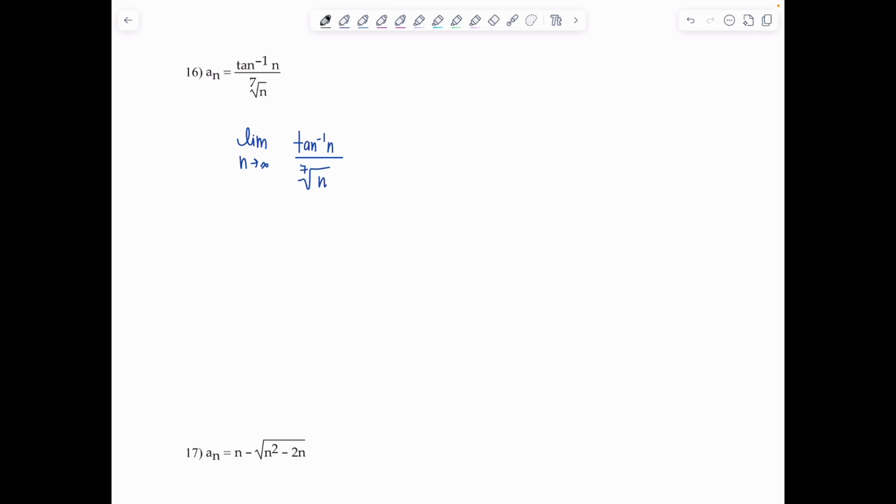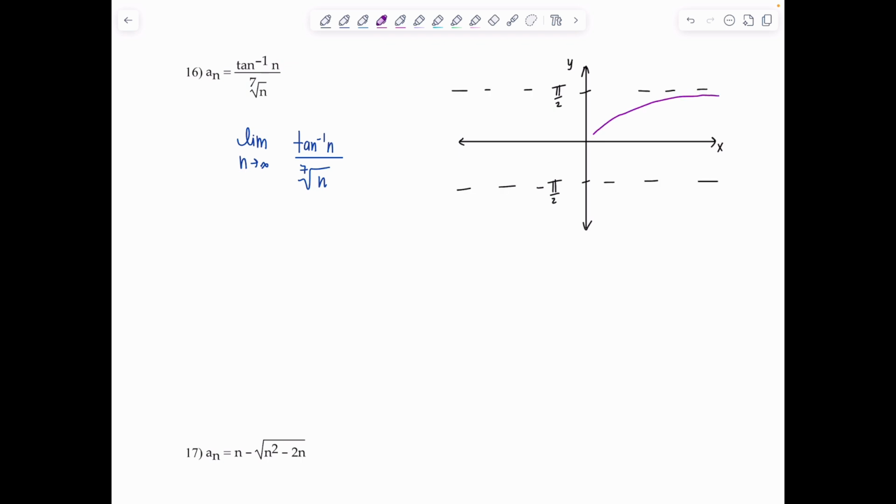Do you remember the graph of tan inverse? I hope you do. Tan inverse of x. Oh, it's one of the most famous. It has a horizontal asymptote at pi over 2 and negative pi over 2. If we're going to positive infinity, hopefully you remember, it looks like tangent who got flipped over on its side.